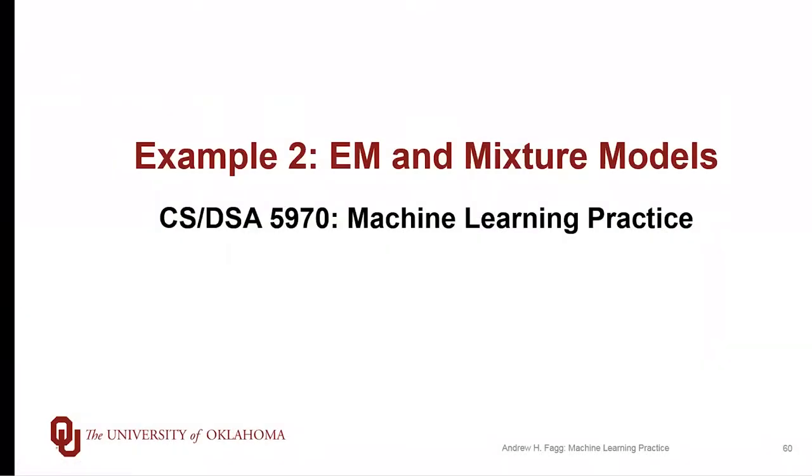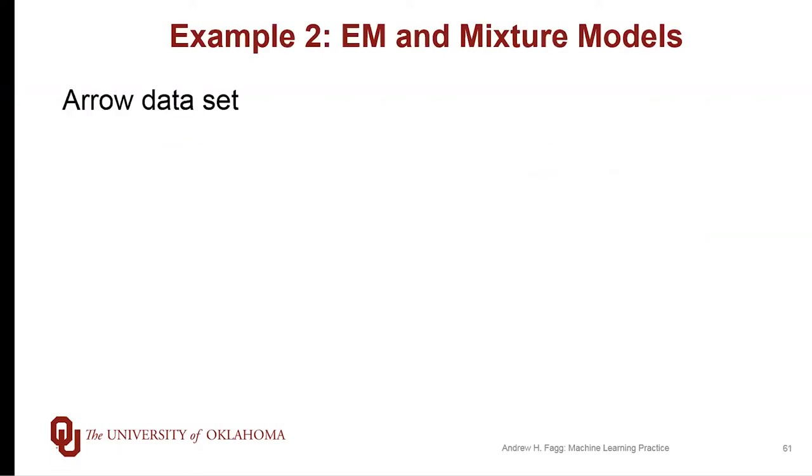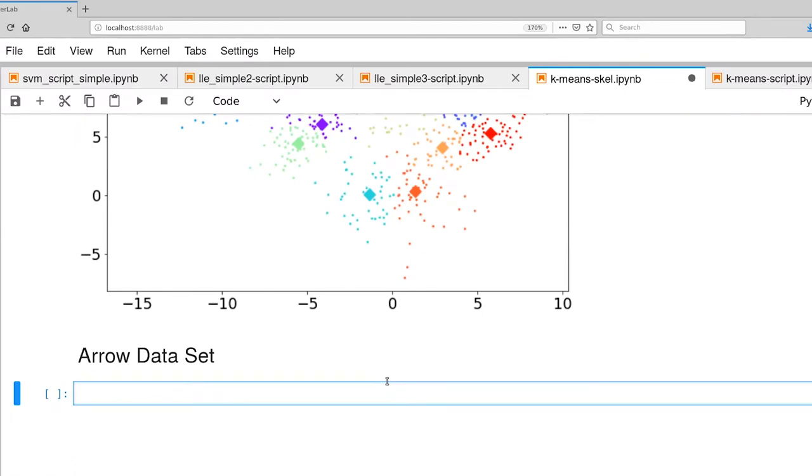Let's take a look at how the Gaussian mixture class does with the Aero data set. So we're still working here in the same notebook as before. I have both the five cluster data set and the Aero data set loaded up. So we're all set to go. So let's go ahead and construct a model.